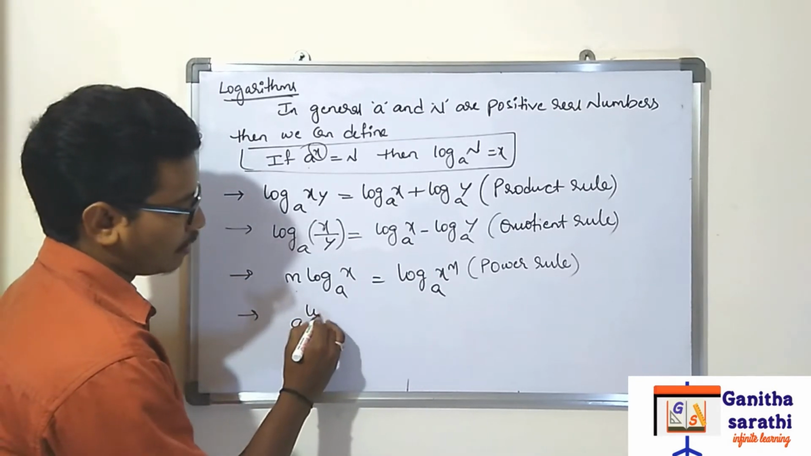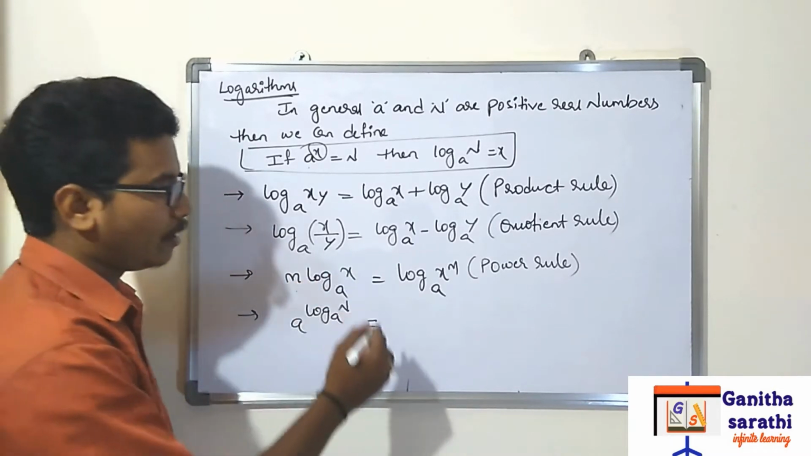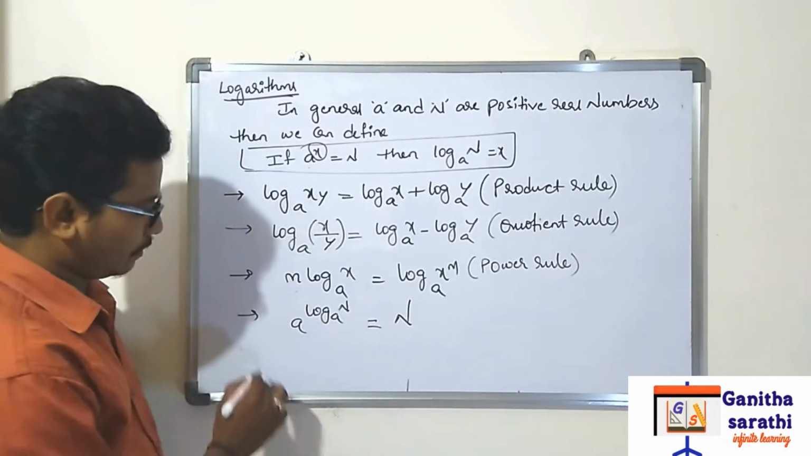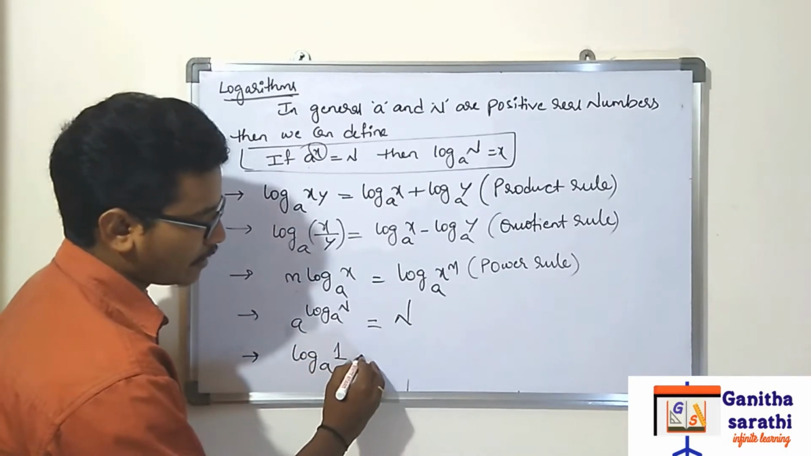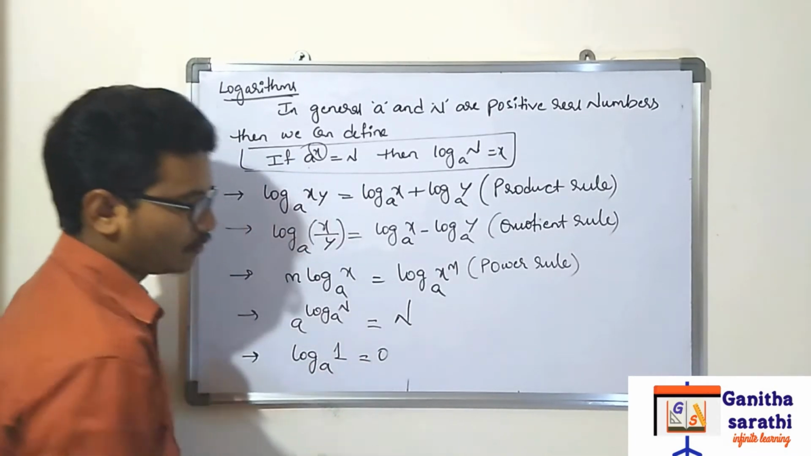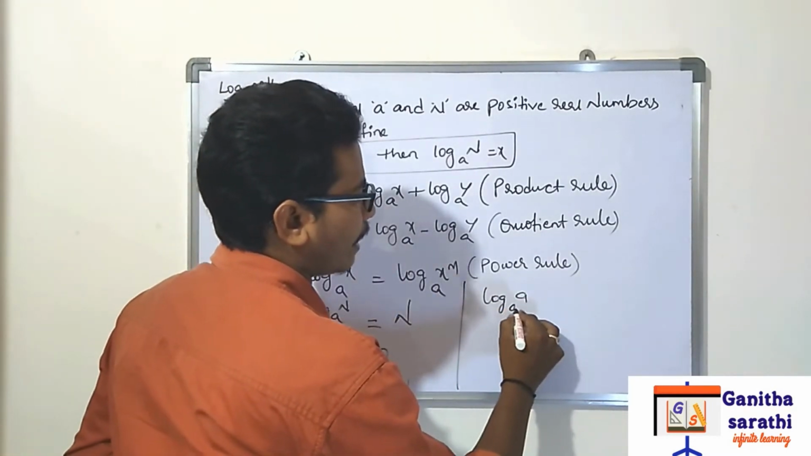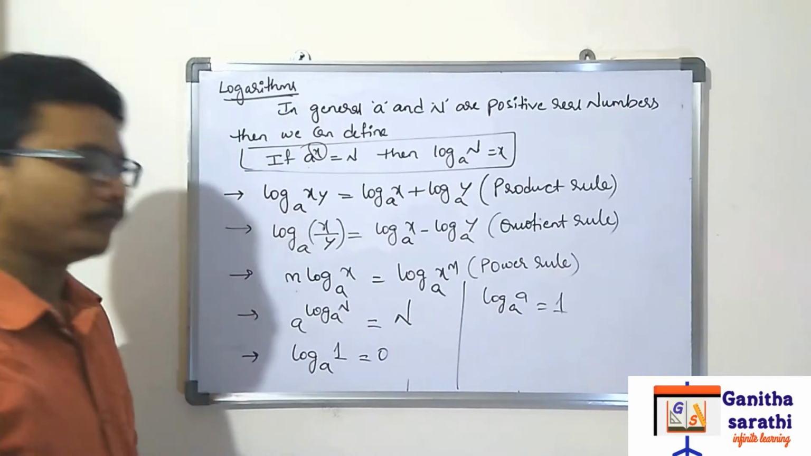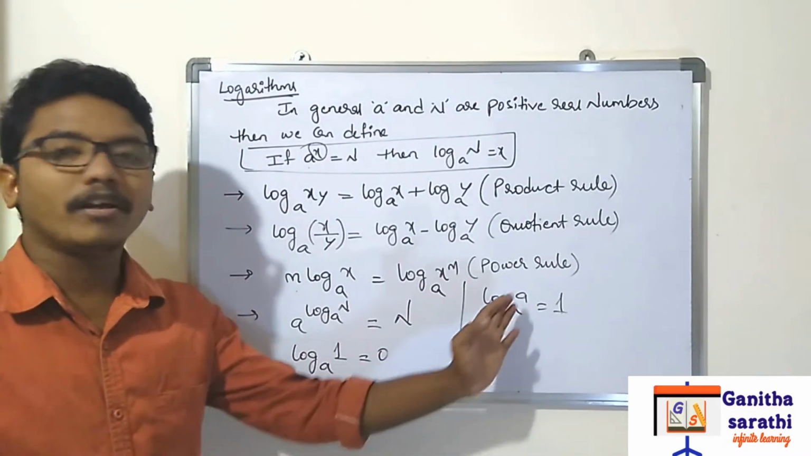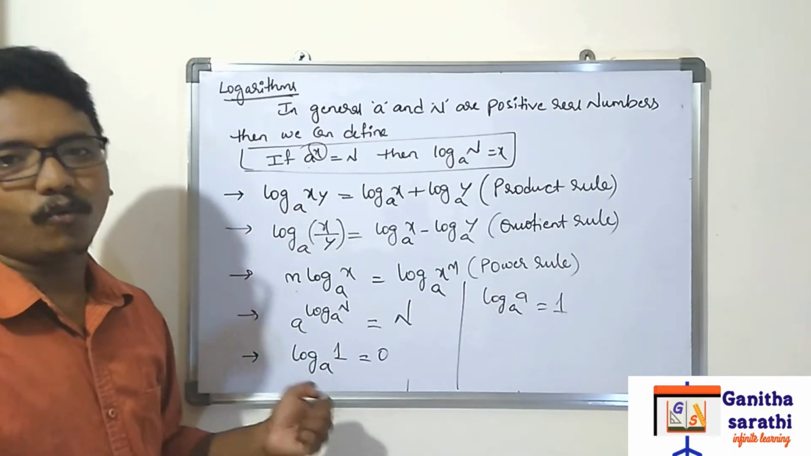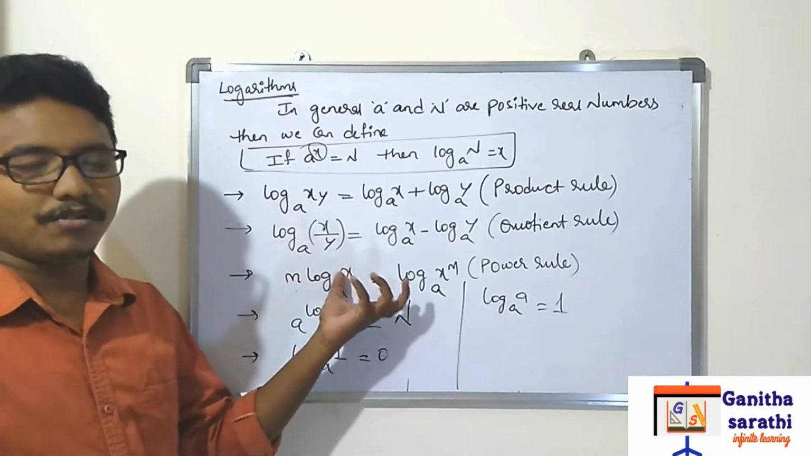Now take another formula. A power log n to the base a is equal to n, and log 1 to the base a is equal to 0. Next, log a to the base a is equal to 1. Understood? So these are the laws of logarithms we will use in our problems.